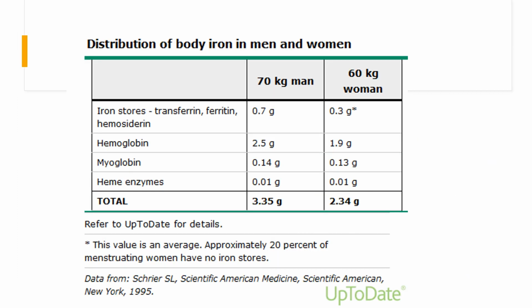How is iron distributed in our body? The total iron level in our body is roughly around 4 grams. It is mainly stored as hemoglobin, and in iron stores as transferrin, ferritin, and hemosiderin.